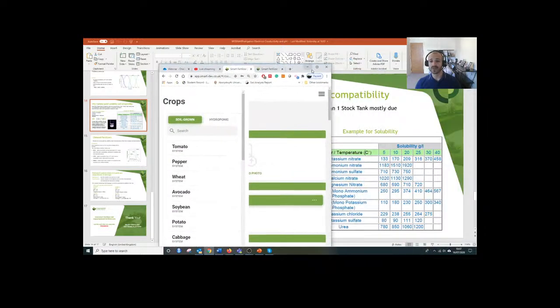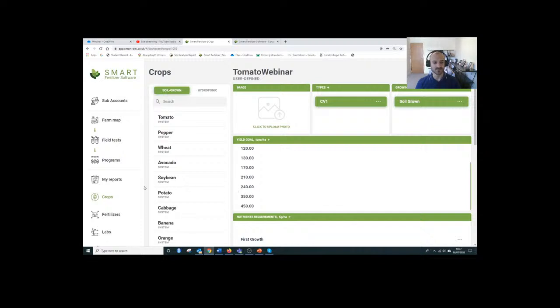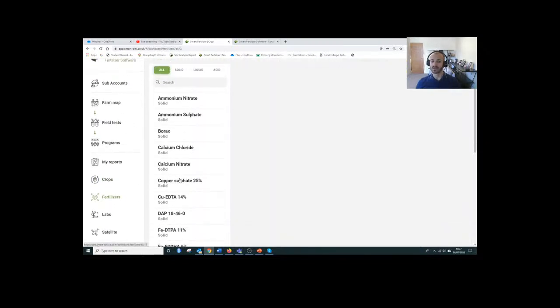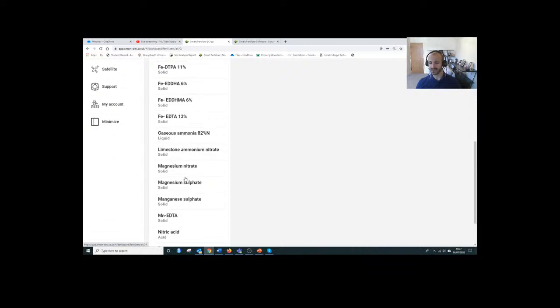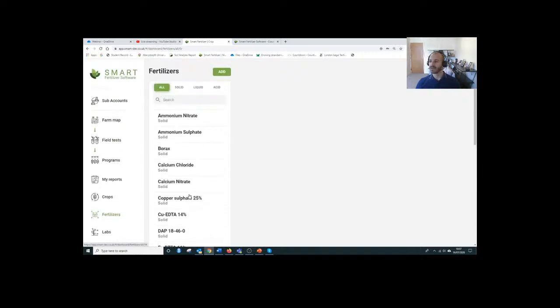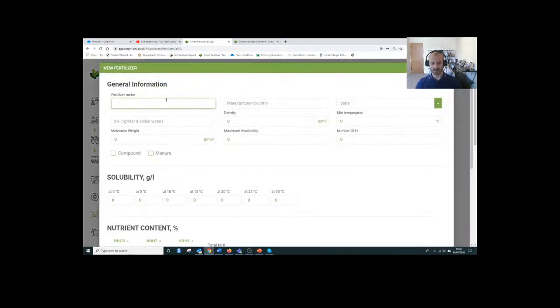Maybe one more thing that could be interesting for whoever is connected: I showed how to create a user-defined crop, a user crop, but you can do the same with fertilizers. We have hundreds of fertilizers, as you can see in the list, but maybe in your region you are using a specific product that we simply don't have. You can create your own. You can click on Add, and you can call it fertilizer webinar.